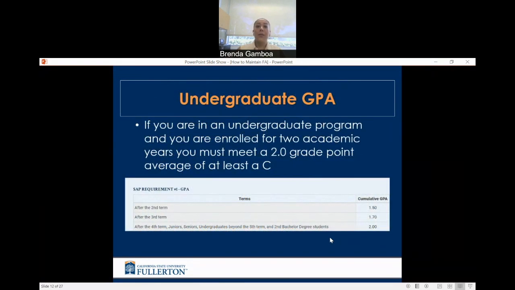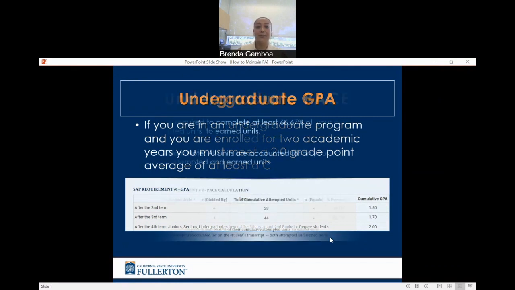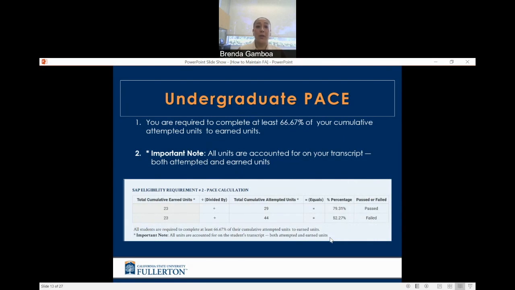When it comes to the undergraduate student's GPA, you have to make sure that you are meeting your 2.0 GPA, which is at least a C average. If you are an undergraduate student, you also need to make sure that you're hitting your PACE, which is 66.67% of your cumulative attempted units to earned units. So here is the formula.